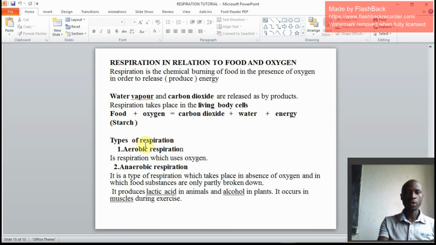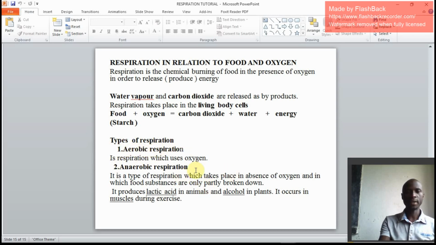We do have different types of respiration, whereby the first one is aerobic. Aerobic respiration is the type of respiration which involves the use of oxygen to burn down food and release energy. So when you add oxygen into food, into starch particularly, we shall say that aerobic respiration has occurred.